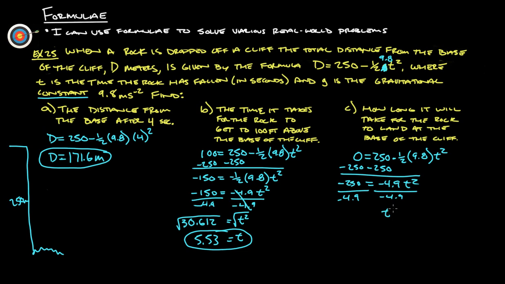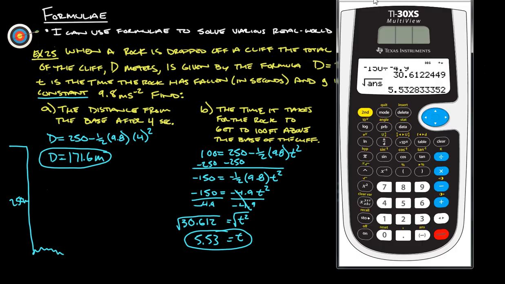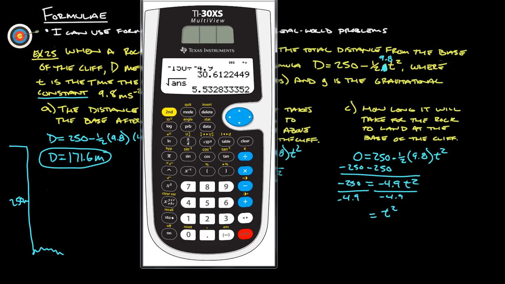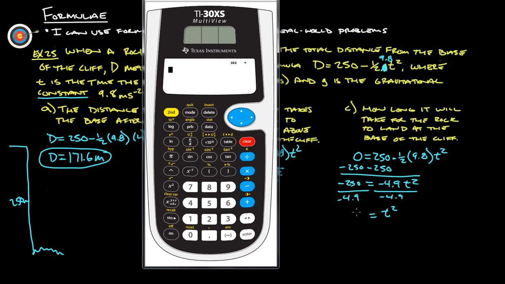and we get t squared equals, let's take a look at this here. So we get negative 250 divided by negative 4.9. And when you're doing this, if you want to just do 250 divided by 4.9, that is a perfectly great shortcut to take, because you know that a negative divided by a negative is going to be a positive. So anyway, 51.02.